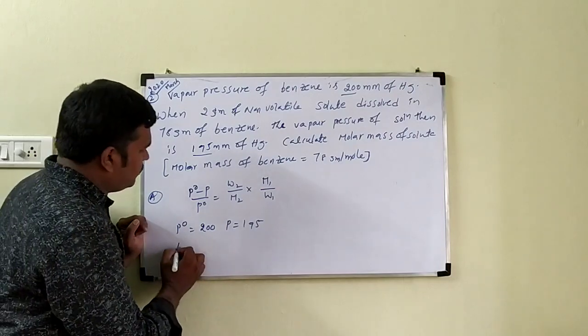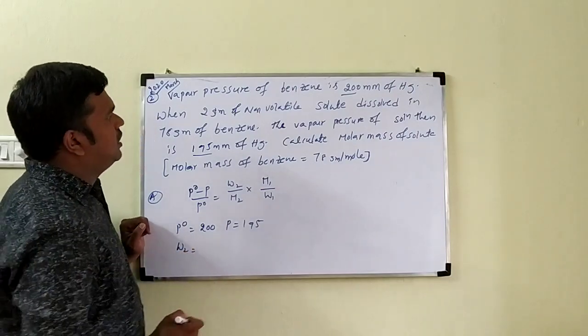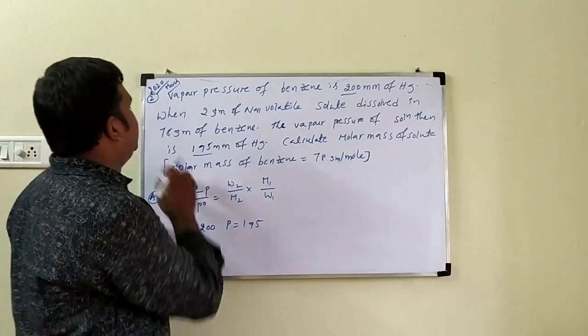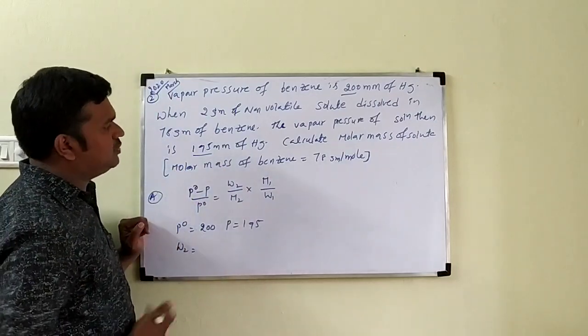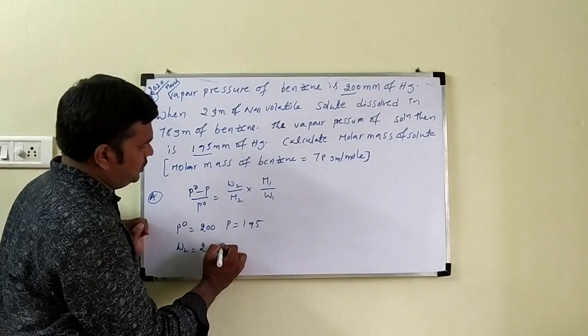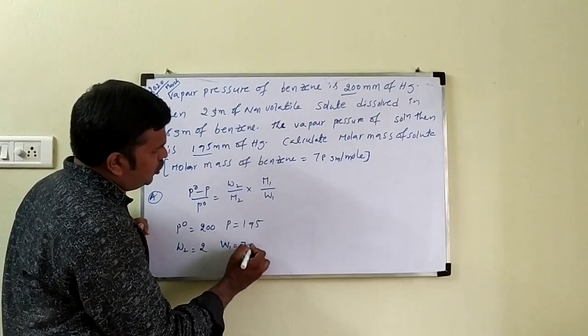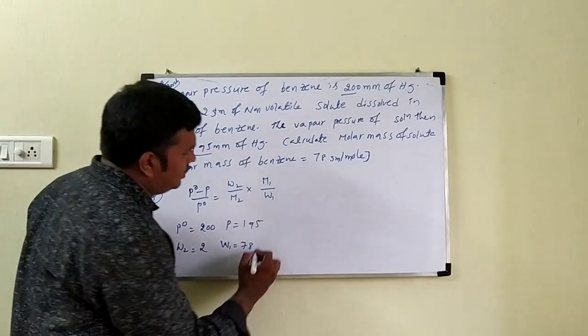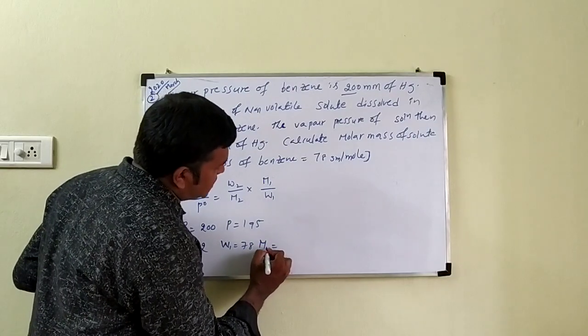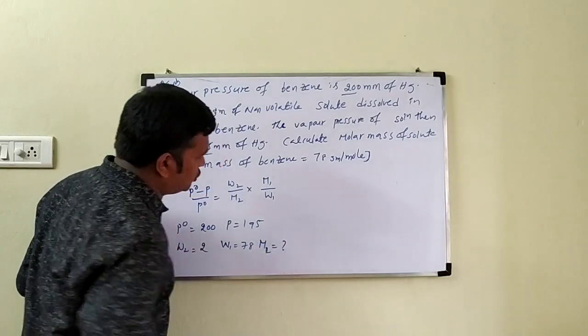Now you can see the weight of the solute here. Here 2 grams is there and here 78 grams is there. Which is the least value? 2 grams, that is the weight of the solute. And the weight of the solvent is 78 only. And here the molar mass of the solute you have to find, that is the question mark.